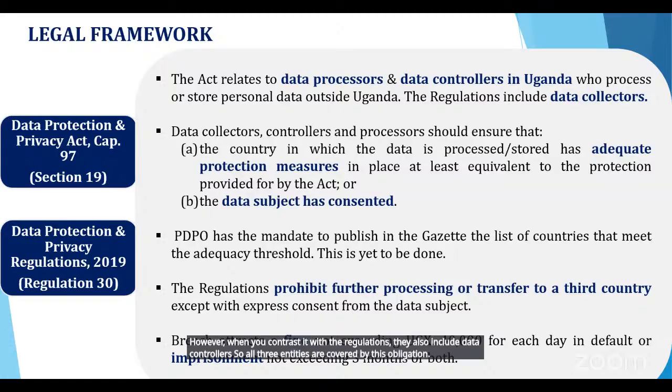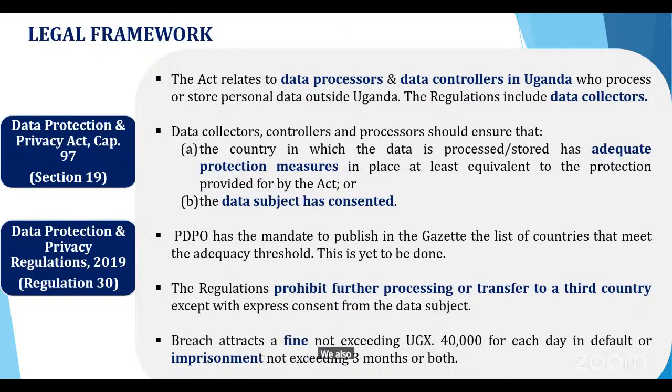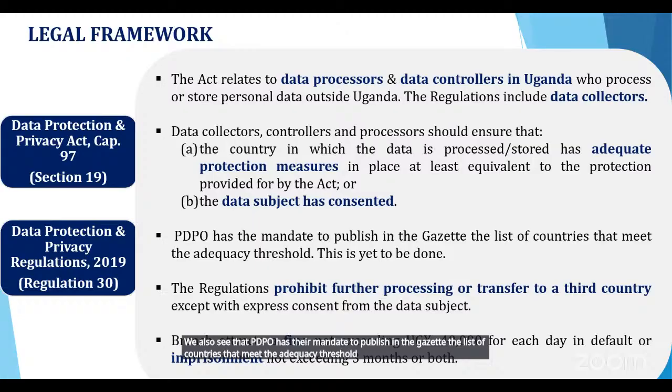So we see that they are required to ensure that the country in which the data is processed or stored has adequate protection measures in place that are at least equivalent to the protection that we have under the Act, or in the alternative, that the data subject has consented to their personal data being transferred outside of Uganda. We also see that PDPO has the mandate to publish in the Gazette the list of countries that meet the adequacy threshold. But to the best of my knowledge, this has yet to be done.